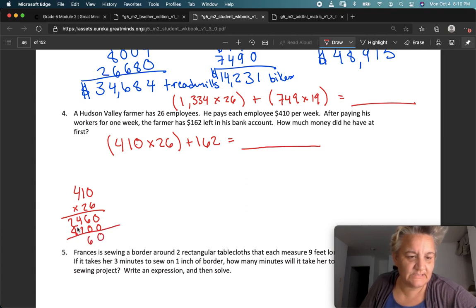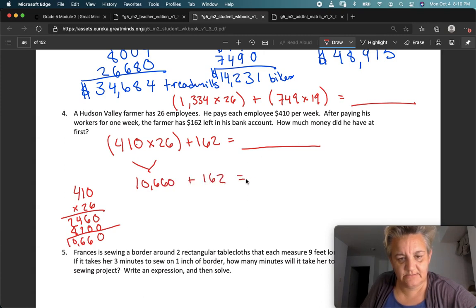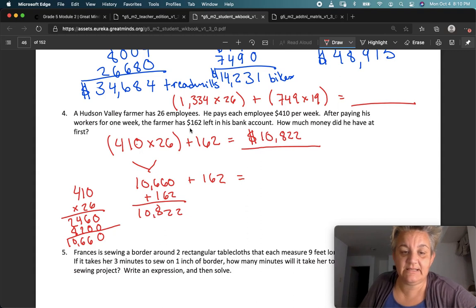And 0, 6, 6, 10. Okay, so this is 10,660 plus 162. So I'm going to add that here. 2, 12, 7, 8, 0, 1. So at the beginning of the week, he had $10,822. So I guess he did pay himself less than he paid everybody else. So that's good. It's an expensive job, huh?